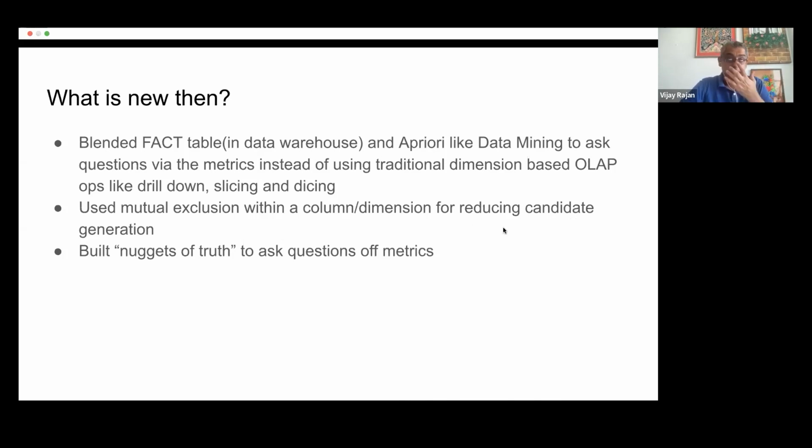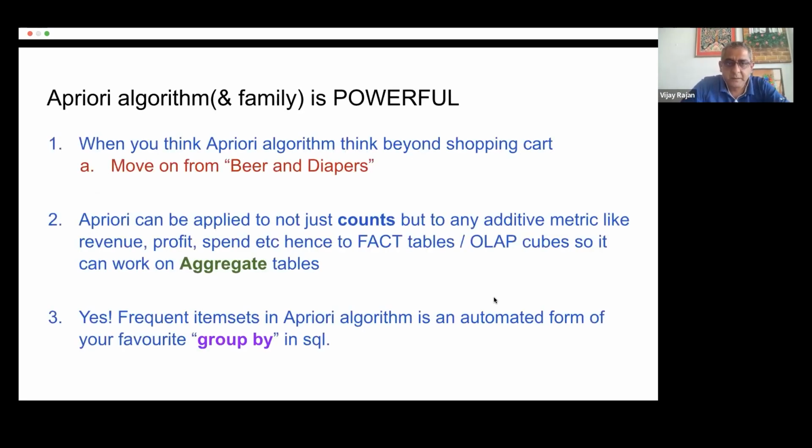This is getting into the details of the algorithm, but basically an item delivered to Mumbai is not also going to be delivered to Delhi, right? They're mutually exclusive. So city Mumbai and city Delhi would never be joined together. They would always be mutually exclusive. So that helps speed up the algorithm significantly. And I built nuggets of truths to ask questions of metrics. So that way, in investigations, things will be faster and people can get a high level understanding as well.